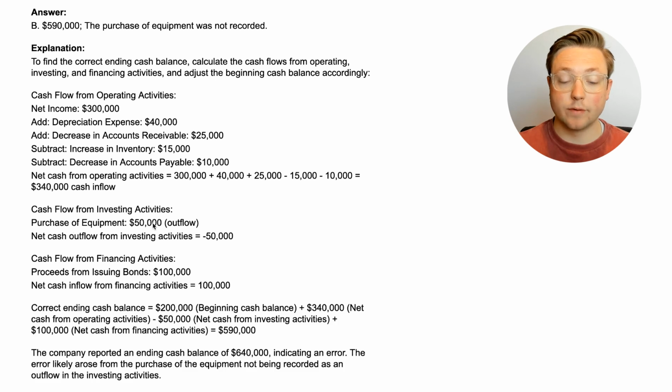Now let's go to the investing activities. There was the purchase of equipment. That was $50,000 of outflow, so that's negative $50,000 right there. And then the proceeds from issuing bonds, that's $100,000. That's a $100,000 inflow for financing activities.